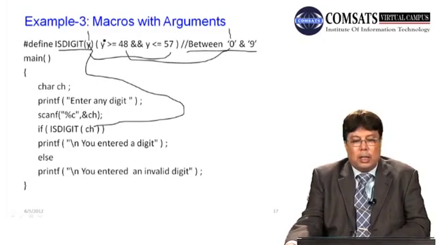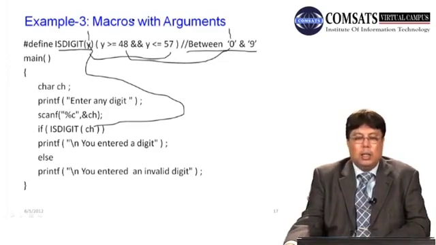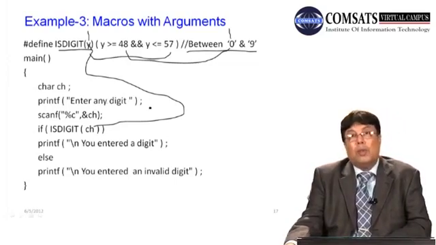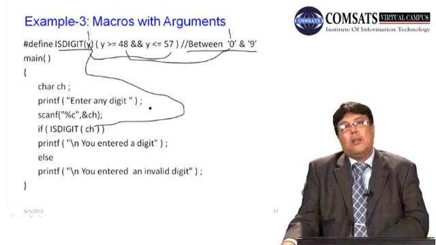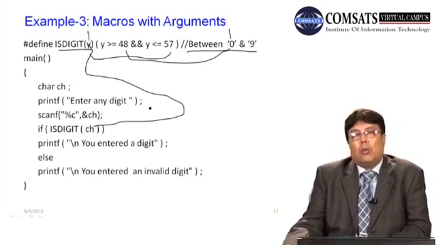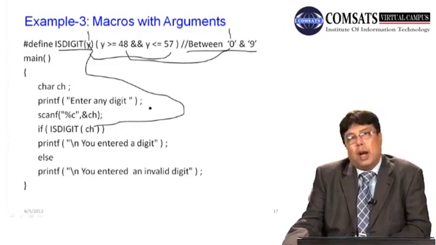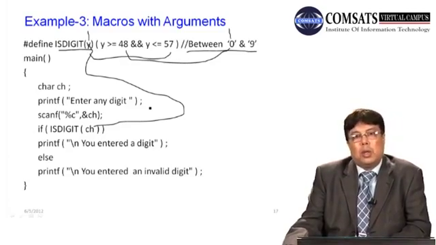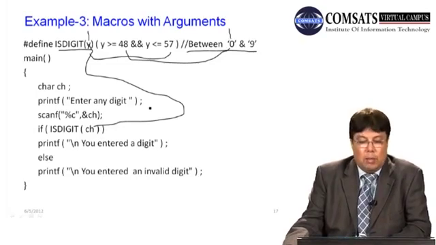if character is greater than or equal to 48 and character is less than or equal to 57, or if character is greater than or equal to 0 or character is less than or equal to 9, then you say that you have entered a valid digit within this range. Okay, so a very powerful use of the macro, where we have passed certain arguments to the macro. And how did we pass them? Because we have defined a macro with some arguments, which we have expanded in the macro expansion. This is a very powerful feature of the macro.